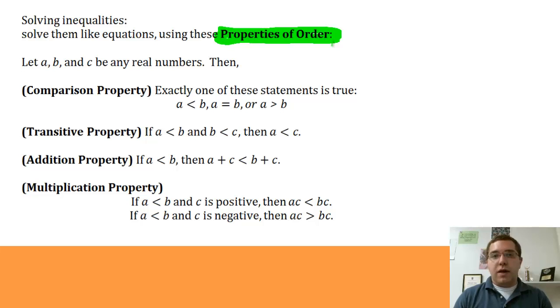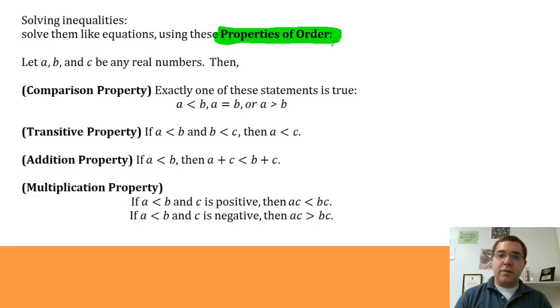We know that we can compare any two numbers. For any two numbers, exactly one of these three scenarios must be true. Either A is less than B, A equals B, or A is greater than B. One of those has to be true. There's not a fourth option, and we can't have more than one of those be true. So exactly one of those has to be true. That's called the comparison property.